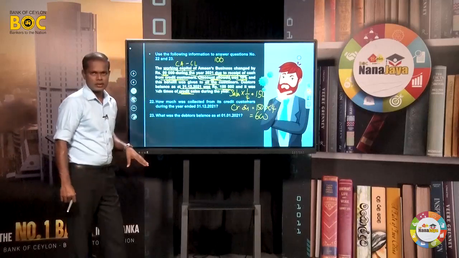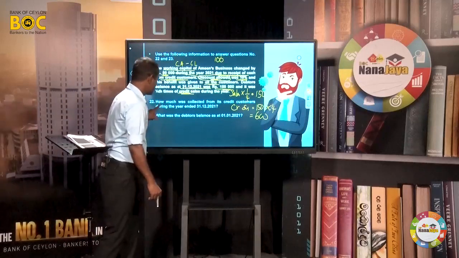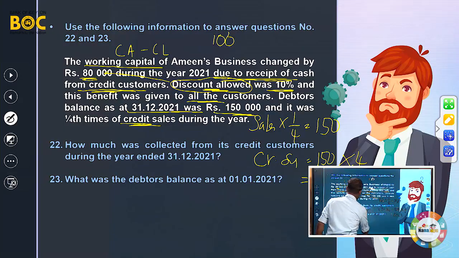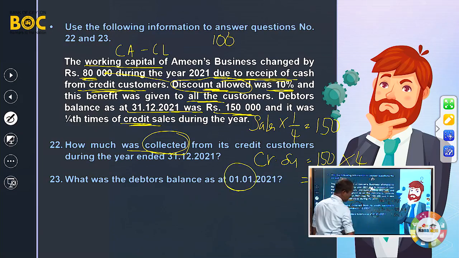You have two questions. How much was collected from credit customers? How much cash was collected? And what was the debtors balance on 1st January? That is your opening balance. How much was collected from debtors, and what is your opening balance?